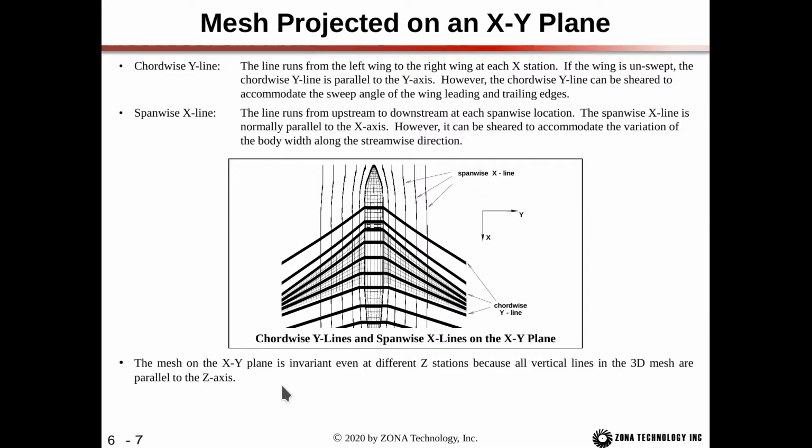So the mesh on the XY plane is invariant at the different Z stations because all of the vertical lines in the 3D mesh are parallel to the Z axis. So if we look at different Z slices of the mesh, we're going to see the same XY grid at every Z station because all of the Z lines are parallel to the Z axis. There is one exception to that using the block T, but we'll talk about that later.